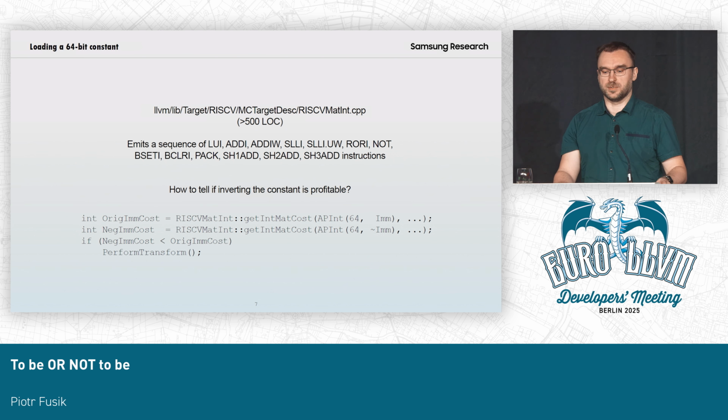64-bit constants are more complex. There's a whole file in LLVM that is over 500 lines of code, and it emits a sequence of several different instructions just to load a constant into a register. And in order to tell if my transform is profitable, I ask it about the cost to load the original constant and the inverted constant, and I apply my transform if the inverted constant takes fewer instructions to load.